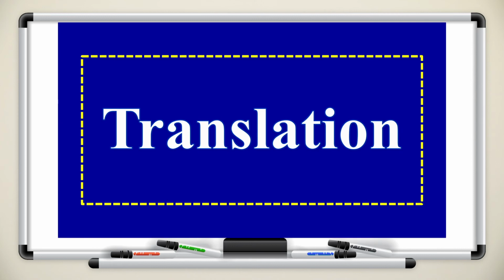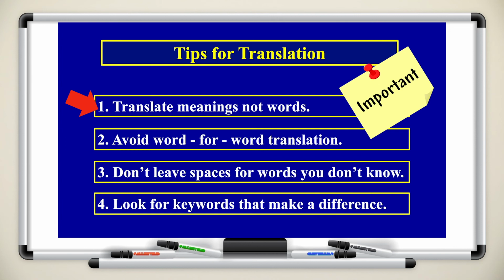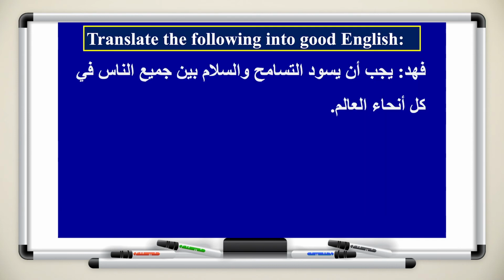Now let's go ahead to the translation. Before we begin, here are some tips for translation. The first one is translate meanings, not words. Avoid word-for-word translation. Don't leave spaces for words you don't know. And look for keywords that make a difference. Now translate the following into good English.